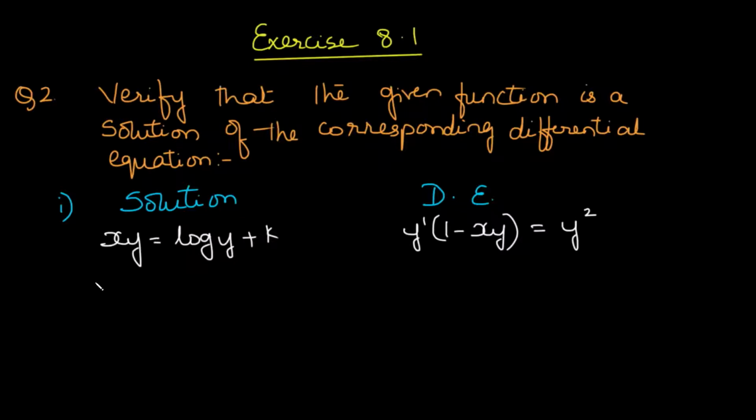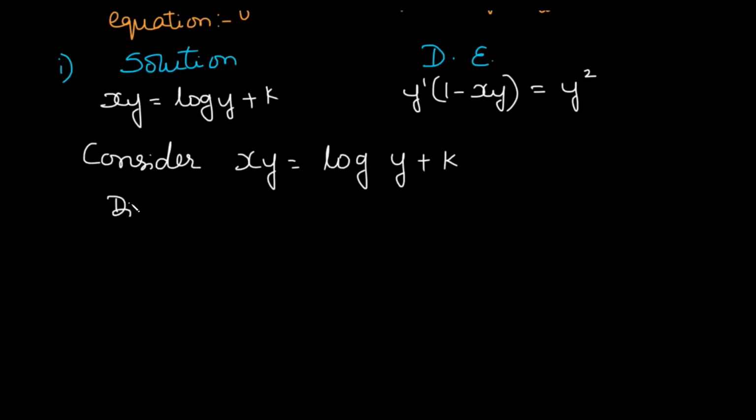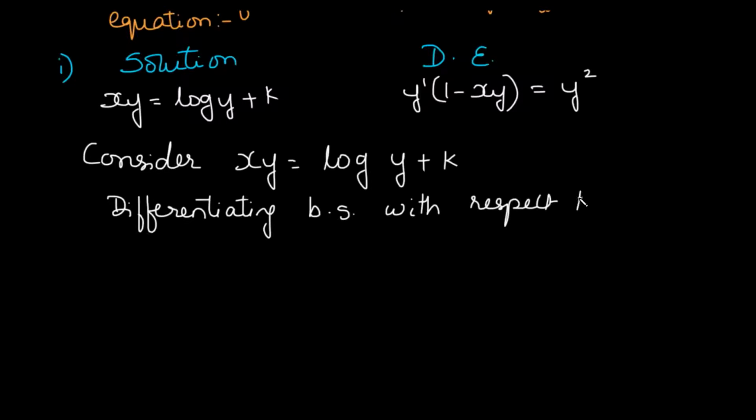So the first question, consider the given solution, that is xy = log y + k. In this case, we differentiate both the sides with respect to x. So differentiating both the sides with respect to x, we are finding the derivative.